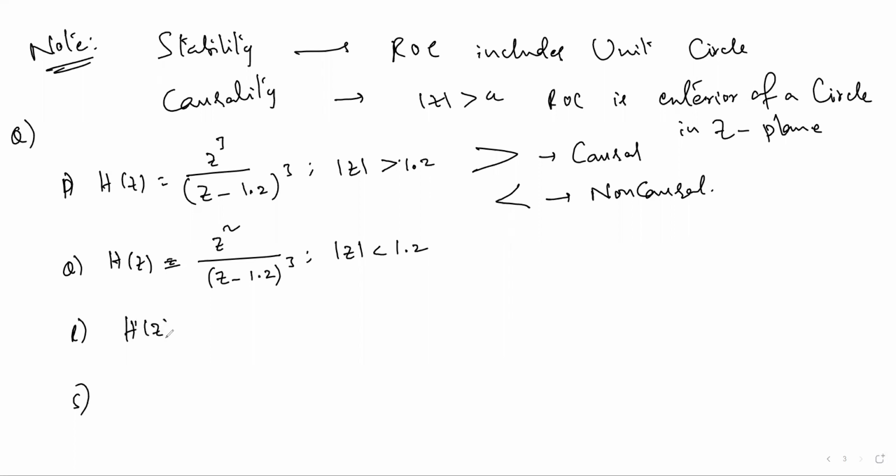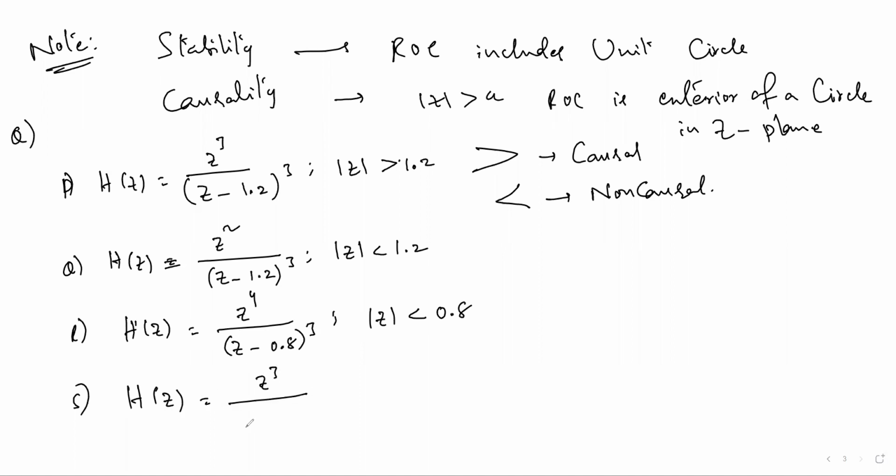And the next function is z to the power of 4 divided by (z minus 0.8) whole to the power of 3, with ROC |z| less than 0.8. And the next one, H(z) is z cubed divided by (z minus 0.8) whole to the power of 3, with ROC |z| greater than 0.8.